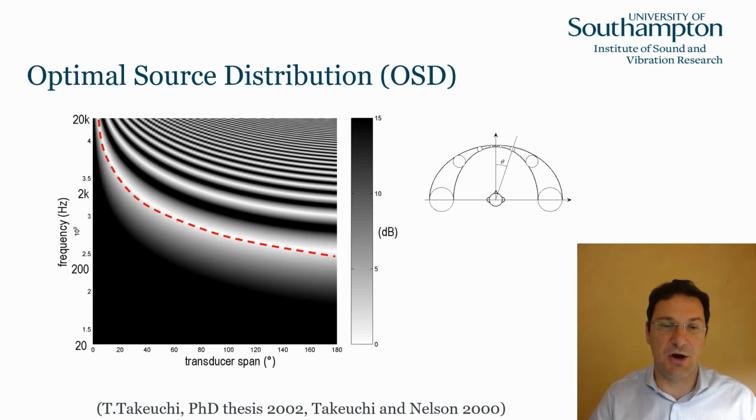This is the concept of the optimal source distribution that was developed by Takeuchi and Nelson several years ago. By varying the loudspeaker span with frequency, we can achieve optimal performance, optimal efficiency, at all frequencies. In other words, we can ensure that we are always here in this, let's call it, good efficiency valley. Of course, continuously varying the loudspeaker span as a function of frequency is a technical challenge, but solutions have been developed that achieve that, at least in an approximate manner.